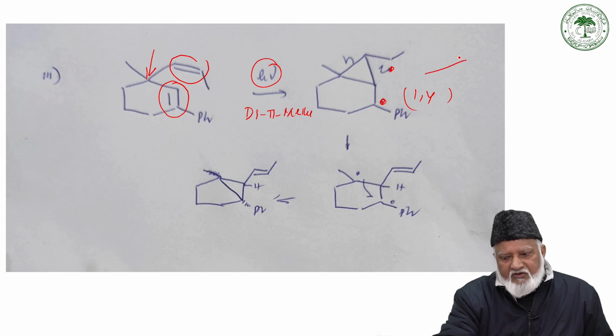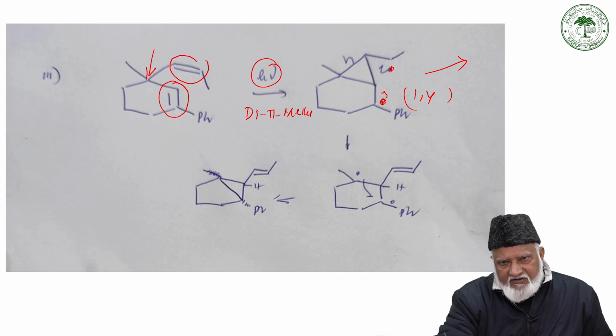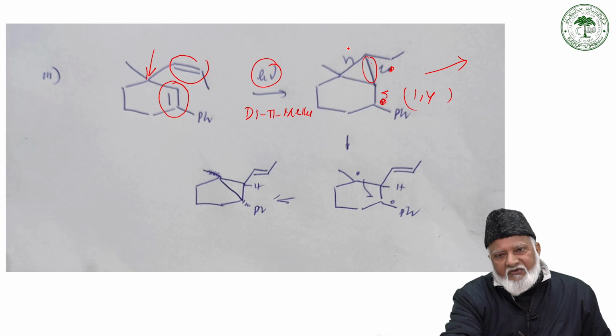Again, there is a possibility of two products here. Again, this may lead to the formation of a double bond at this double bond on the cyclohexyl group, and this is the newly formed bond. This is the newly formed bond. If we cleave this, you go back to the starting material.